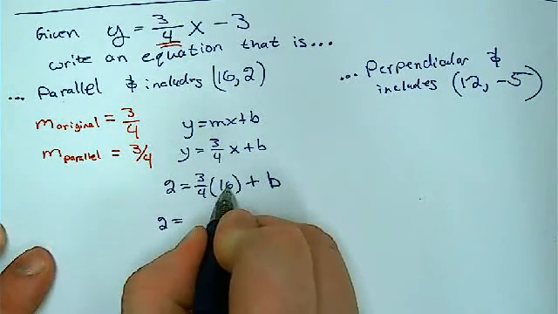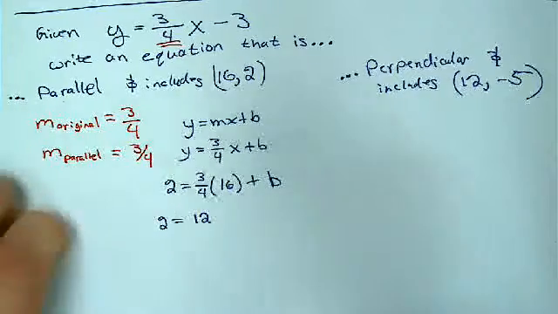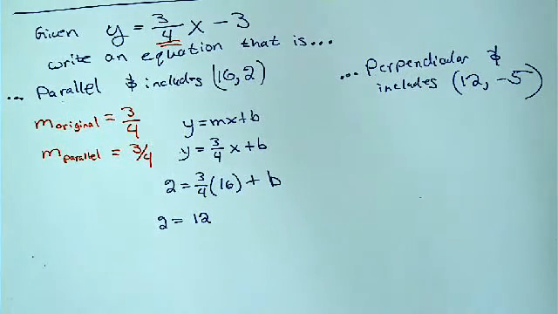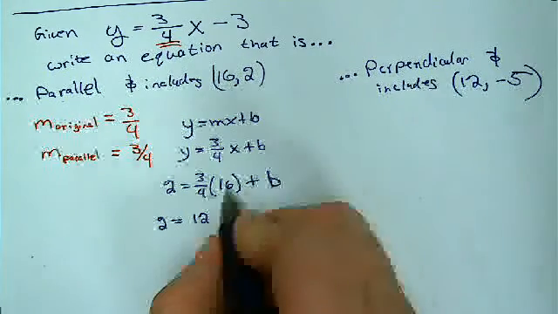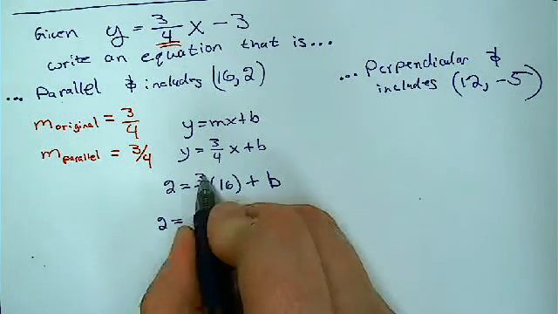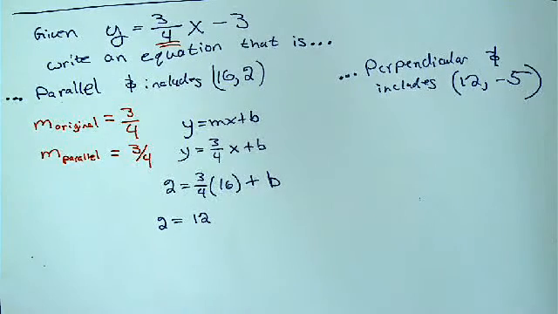3/4 times 16 gives me 12. 3 times 16 is 48, divided by 4 is 12. Or 16 divided by 4 is 4, times 3 is 12. Or take your calculator, do 3 times 16 divided by 4 equals. Whatever you got to do.